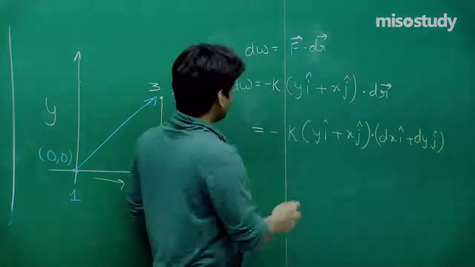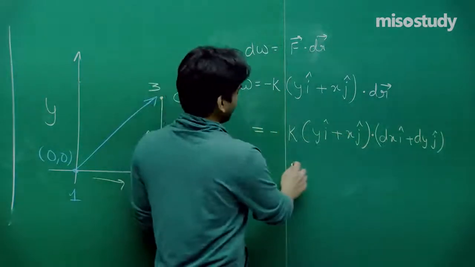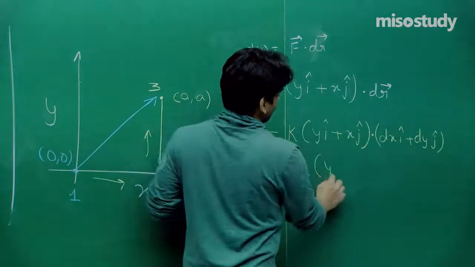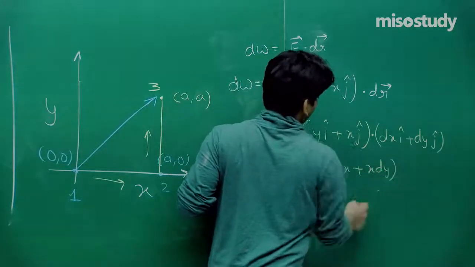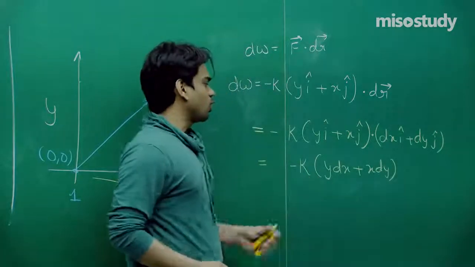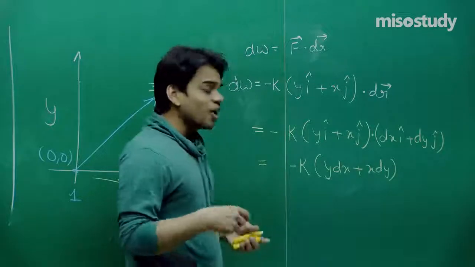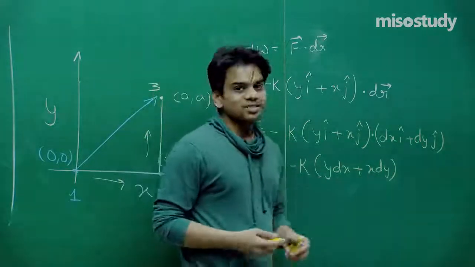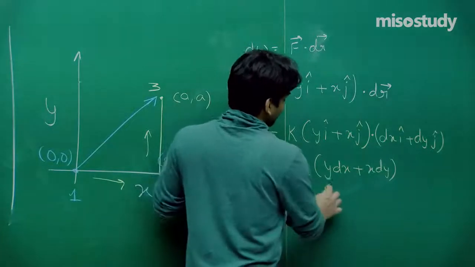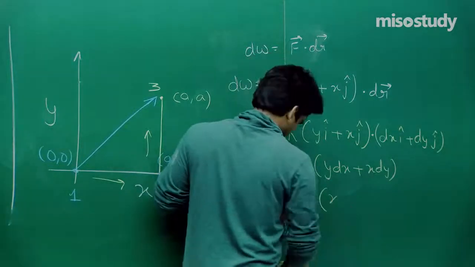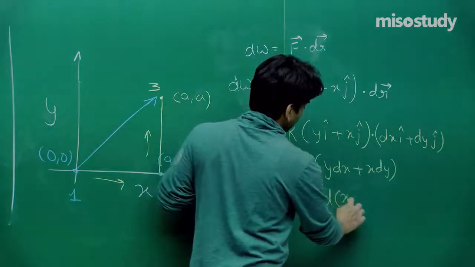See what we are going to get. We will be getting here, and again we have to integrate also, so I will write here minus k times y dx plus x dy. I hope this is clear to you all, how we have got this minus k y dx plus x dy. Now you see here, I will write this term in a different way: minus k, and here we can write this as the differential d of xy.